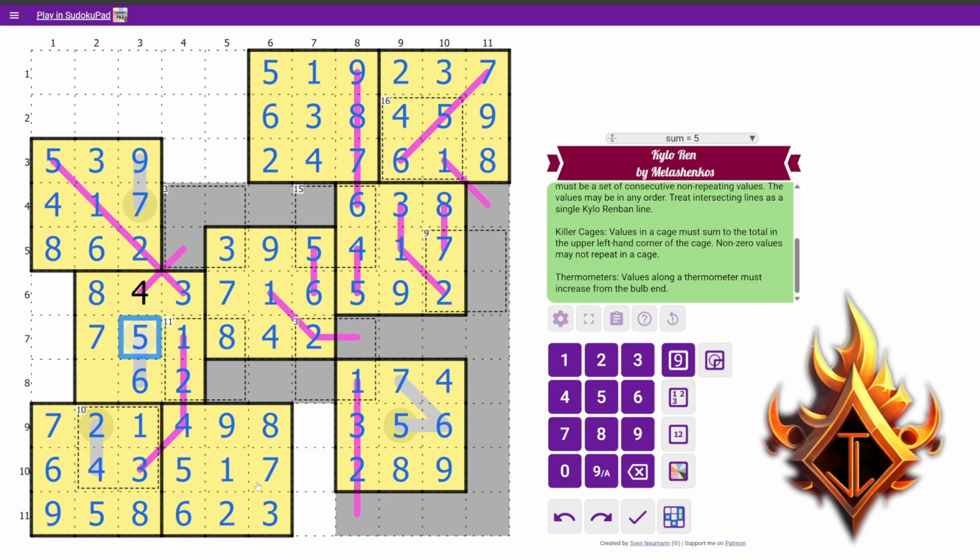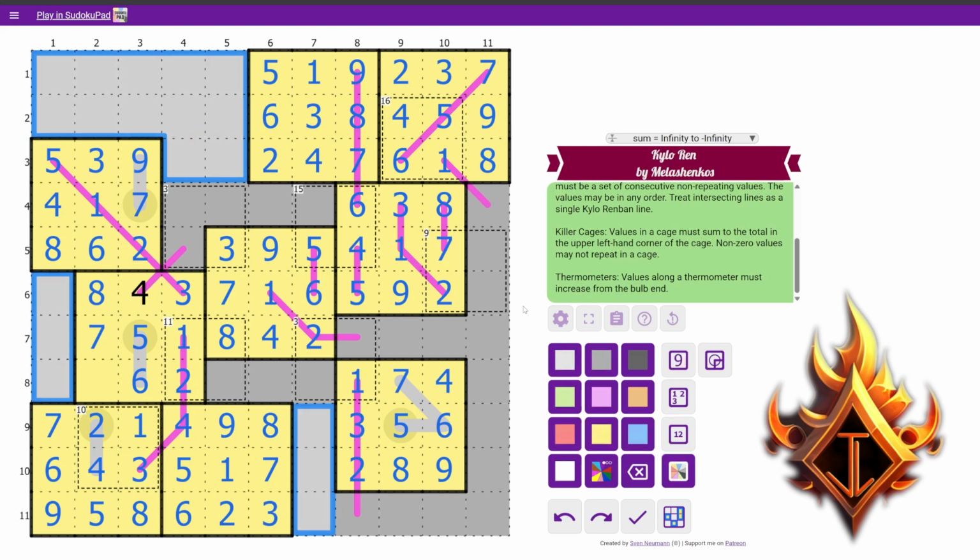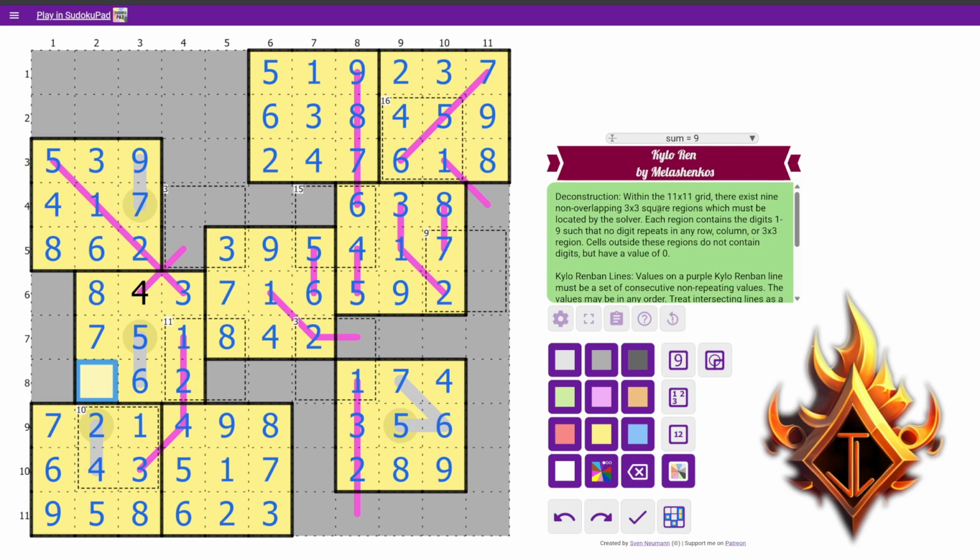Wow, that was a... Let's just go ahead and... I never did get the opportunity to finish in my coloring. That was a fun puzzle. That was very difficult, I thought. I do love these deconstruction puzzles, though. That was really good. That is by Melashenkos, and the puzzle is called Kylo Ren.